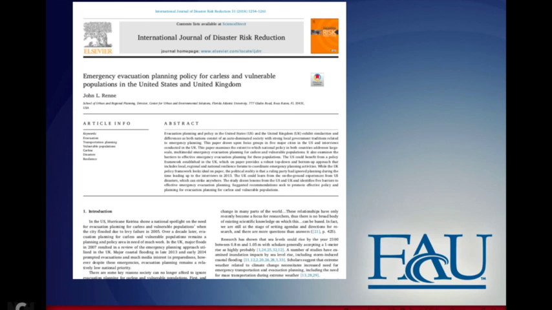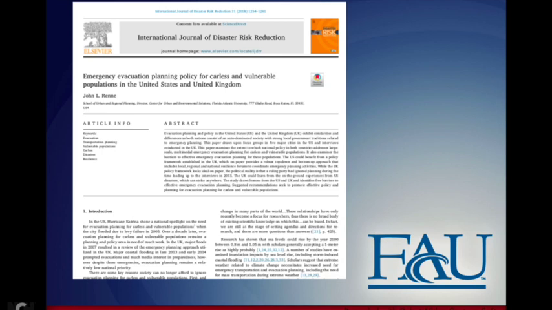When you compare the two countries, we see that in the United Kingdom, policy mandates evacuation planning for vulnerable populations from the top down. Whereas in the United States, there are no national evacuation plans or federal mandates for evacuation planning, especially for vulnerable populations. The federal government framework is to aid local governments when a request is made.